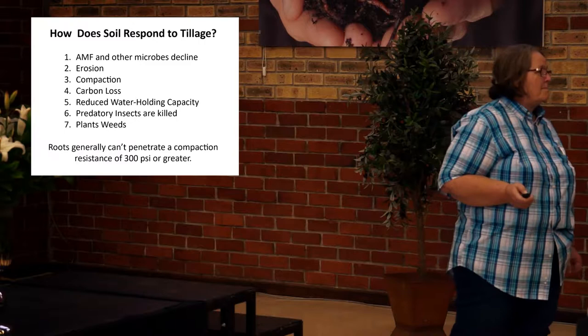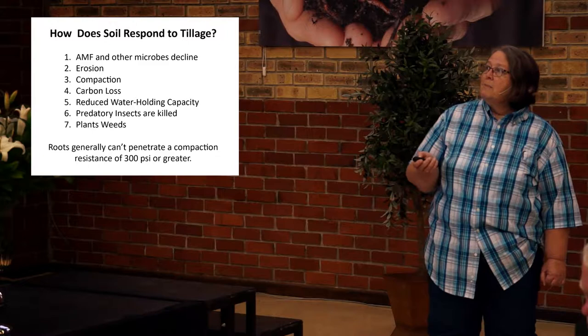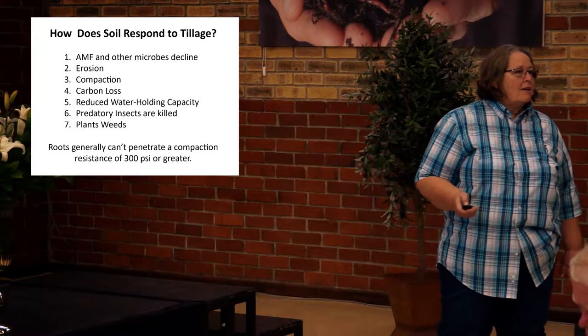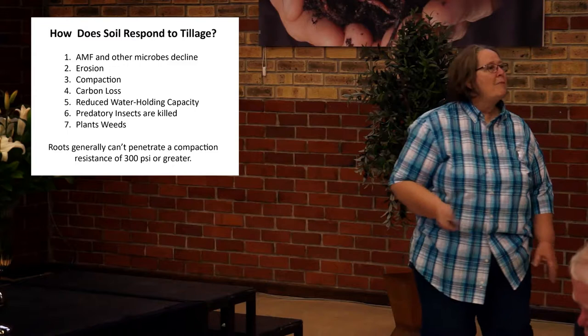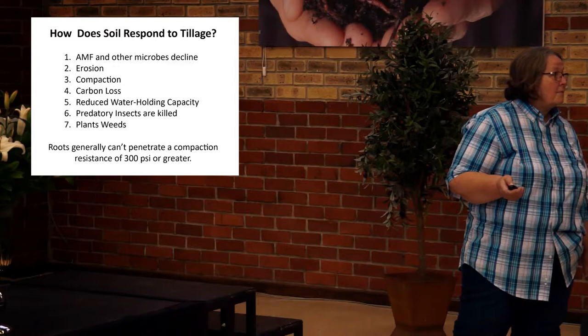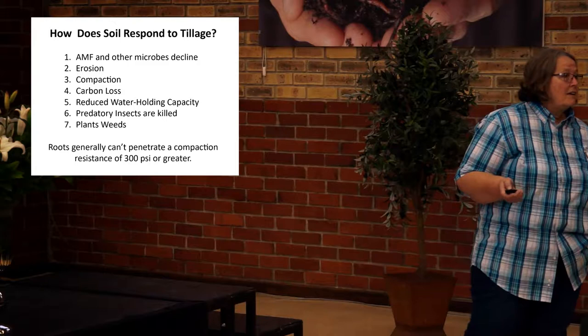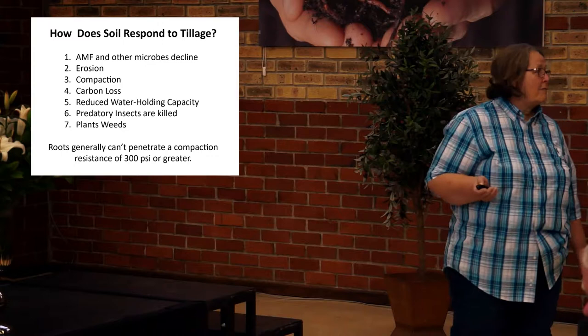It causes erosion. It causes compaction. When you introduce oxygen deeper into your soil profile, you activate aerobic microbes, aerobic bacteria, that normally don't get much oxygen the deeper you go. And when they suddenly have oxygen, they have a population boom. What do they eat? They eat all the carbon in your soil. So your carbon goes down and your water holding capacity goes down, your CEC declines. Tillage causes a lot of damage that's harmful to your soil that ultimately has a negative impact on your plants. As you lose your carbon, you lose your water holding capacity.